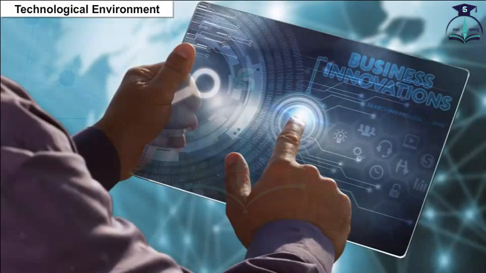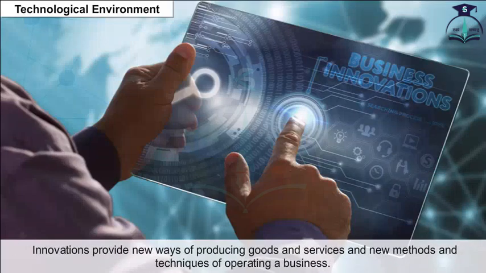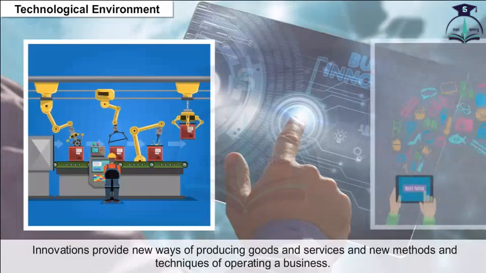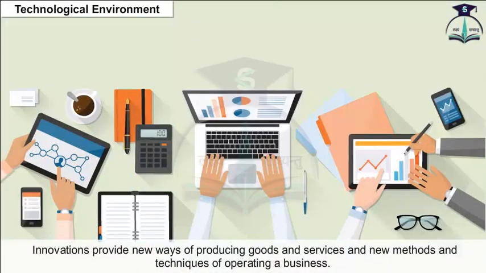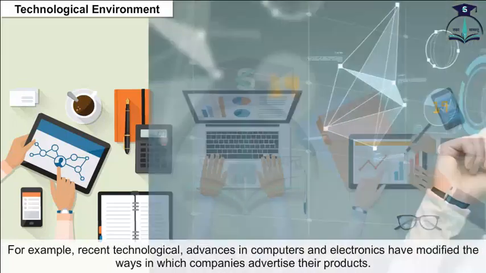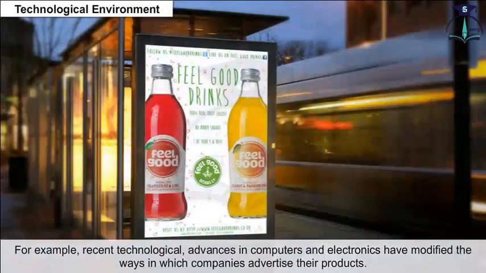Technological environment. Technology keeps on changing and innovations can take place at any time. Innovations provide new ways of producing goods and services and new methods and techniques of operating a business. For example, recent technological advances in computers and electronics have modified the ways in which companies advertise their products.